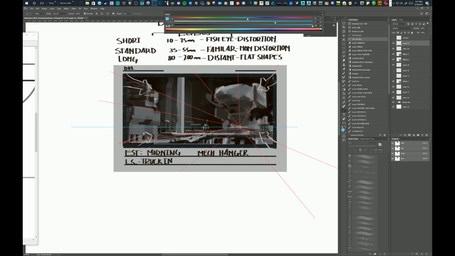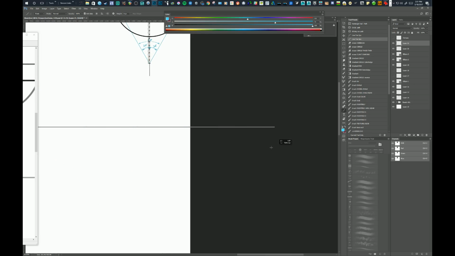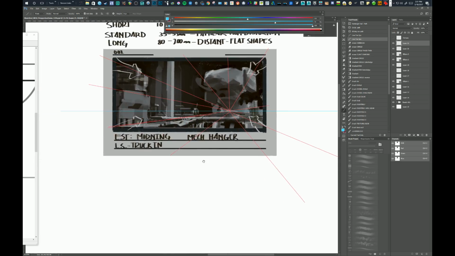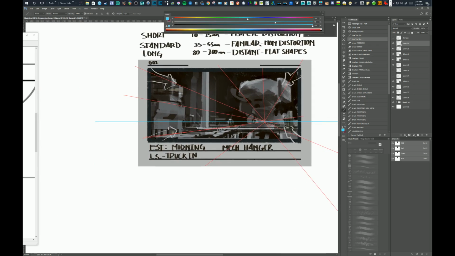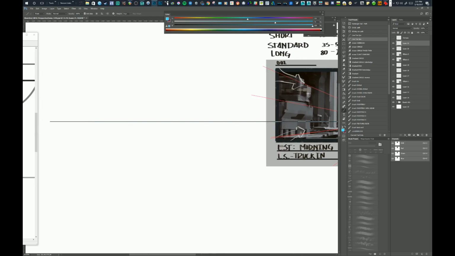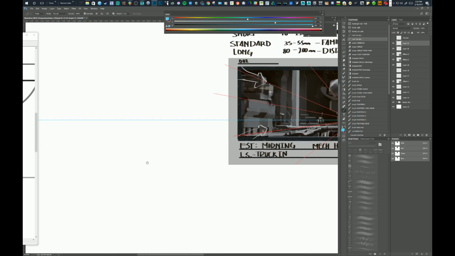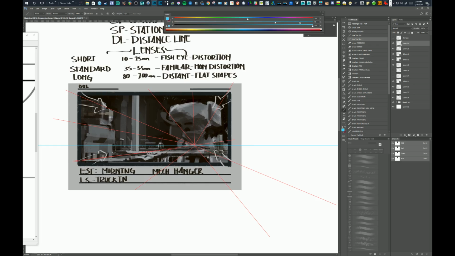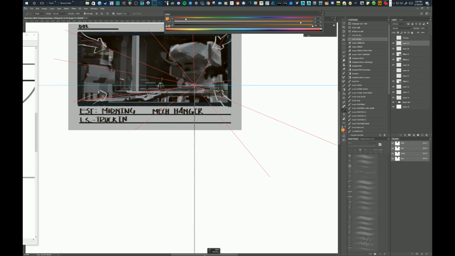I usually make it blue because the ocean is something that we are all familiar with, and that's where you can, out of all the places on Earth, see the horizon line most clearly. So I just make the horizon line blue, and then I'll pick an orange for the distance line. So I'm just going to go directly straight down.